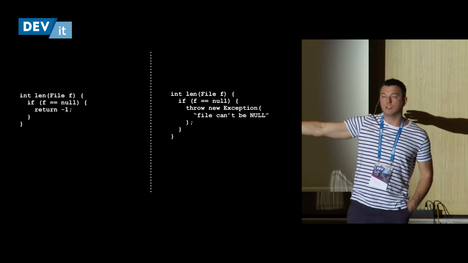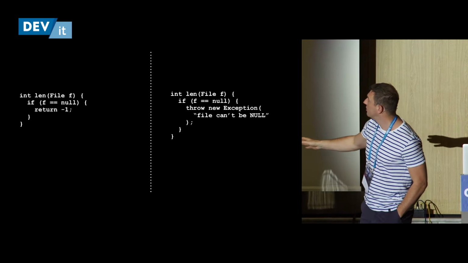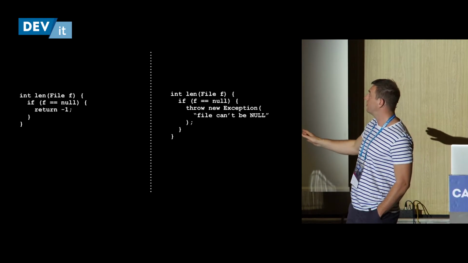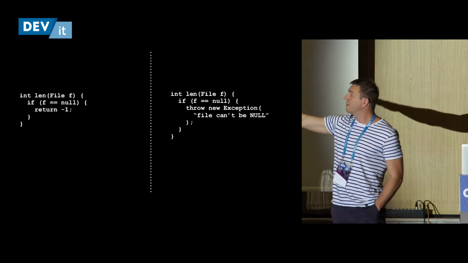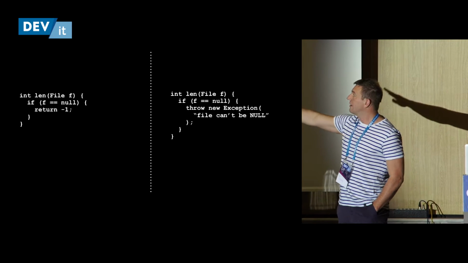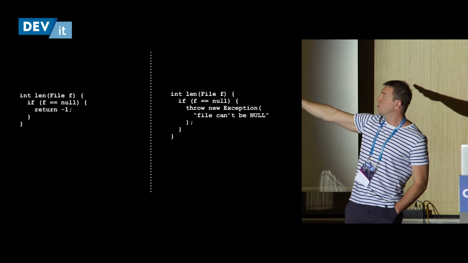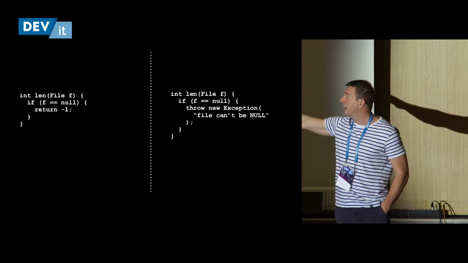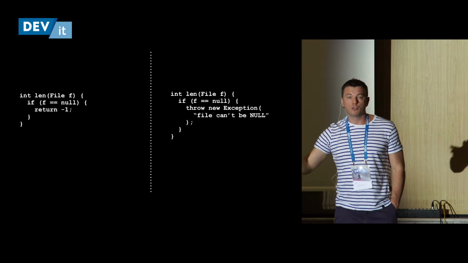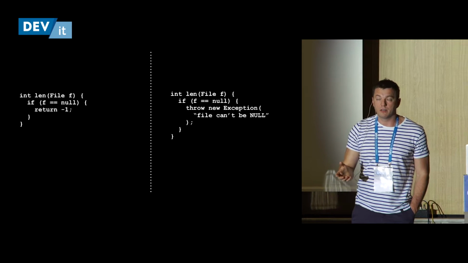On the left side you see fail safe. Do you see the code? Who doesn't see the code? Everybody. Okay, good. So on the left we see the bad code, on the right we see the good code. On the left side, let's say it's a function which accepts a file and it is supposed to return the length of the file. So we're supposed to calculate how many bytes are in this file.